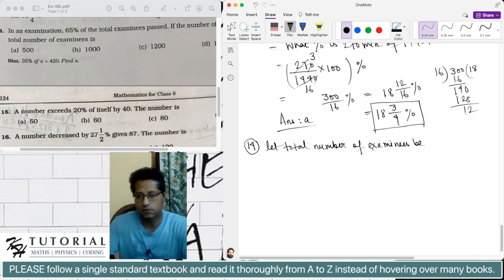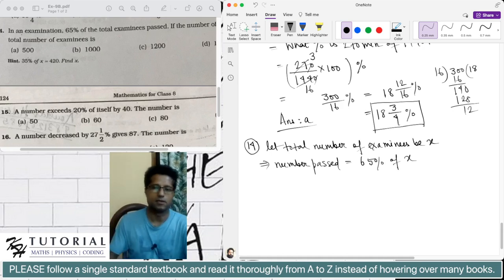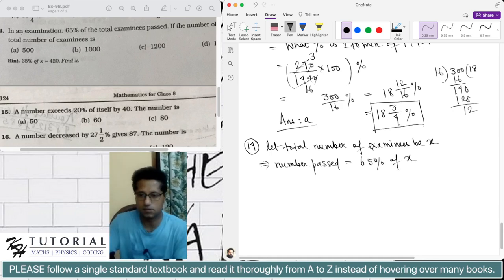be X. Now, in an examination, 65% of the total examinees passed. So this implies the number passed is given to be 65% of X, that is the total number of examinees. This is equal to 65 by 100 multiplied by X.